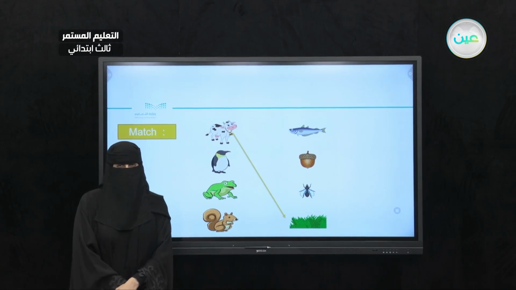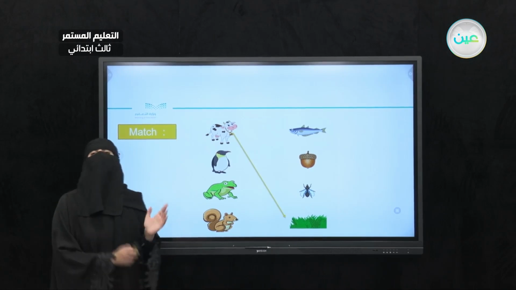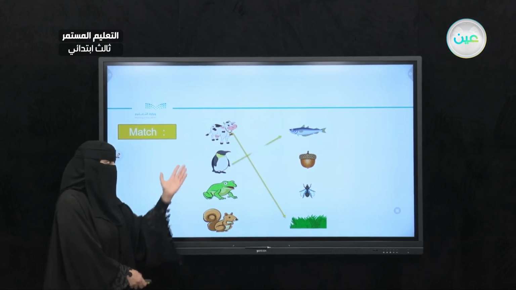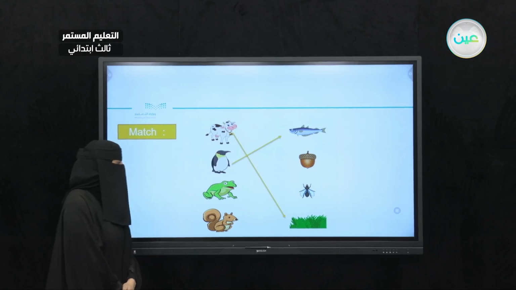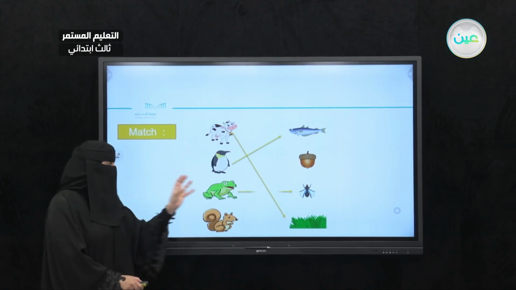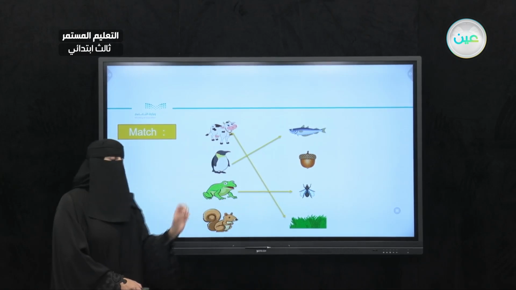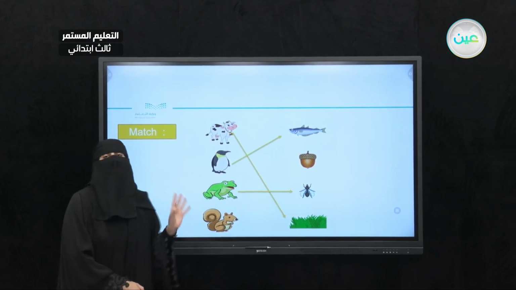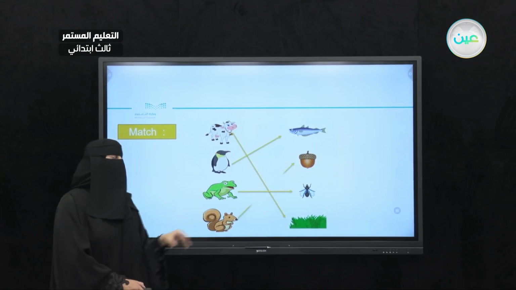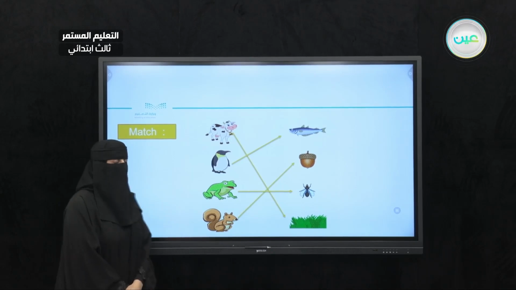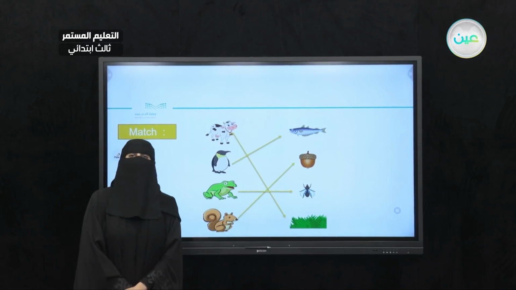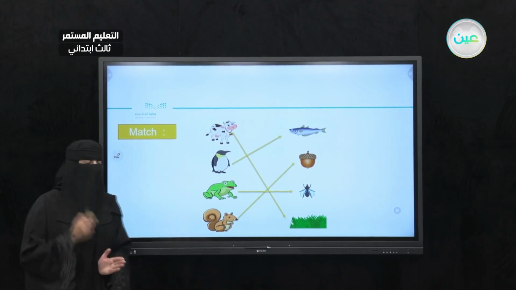I think you can help me out with this one. Penguins would love to eat fish. Very good. Excellent. And for the frog, they go directly for the insects or to the fly. Very good. And for the squirrel, they go hunt for nuts. Very good. They like to eat nuts. So these are simple examples of what animals eat.